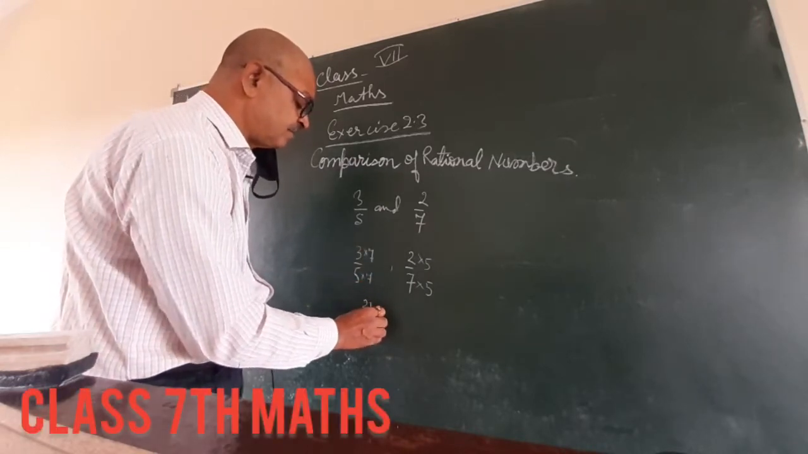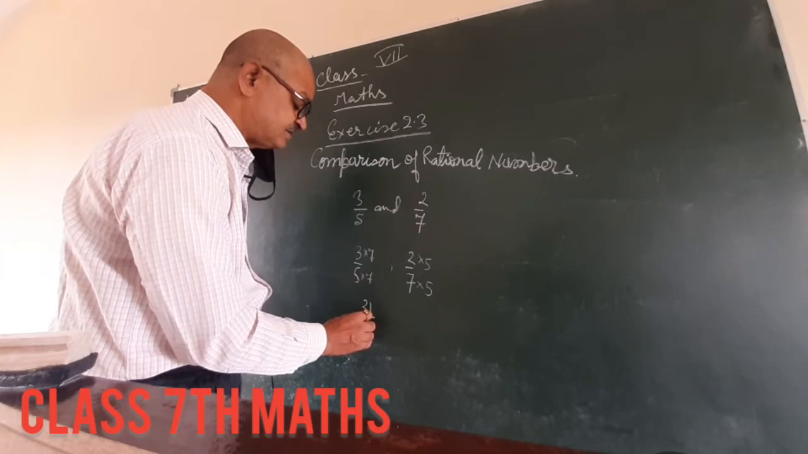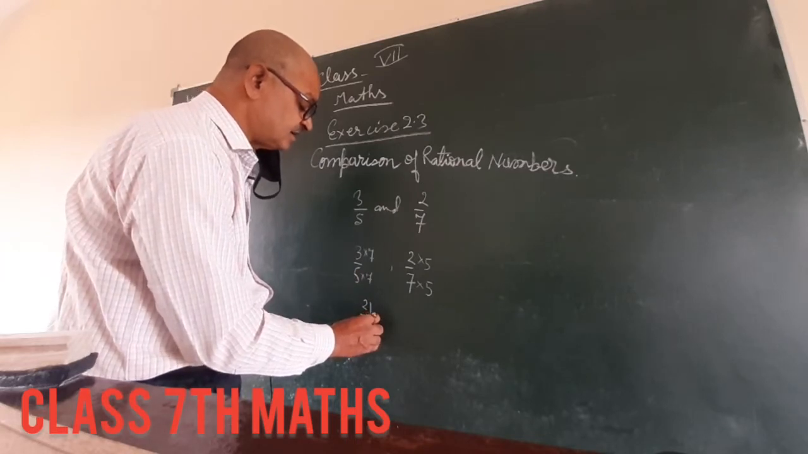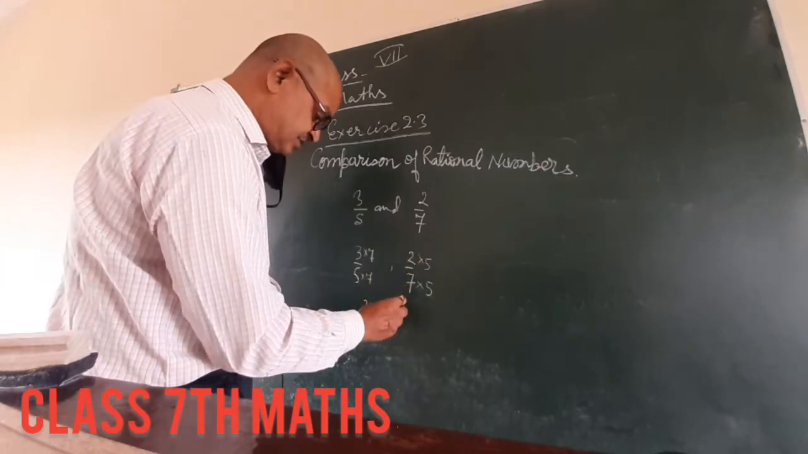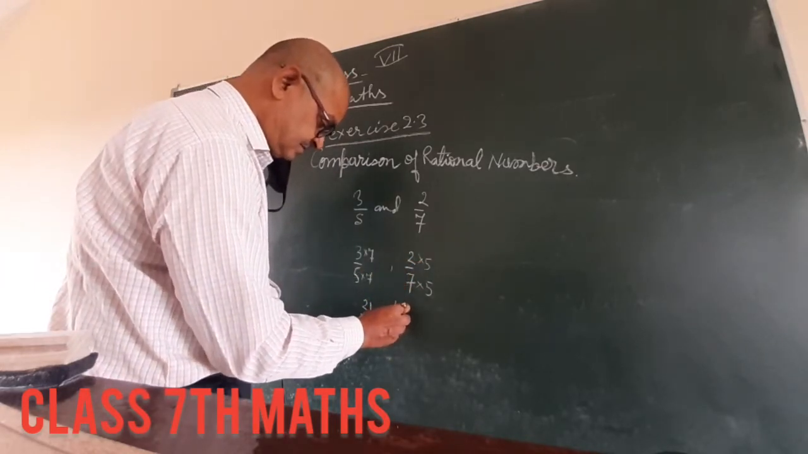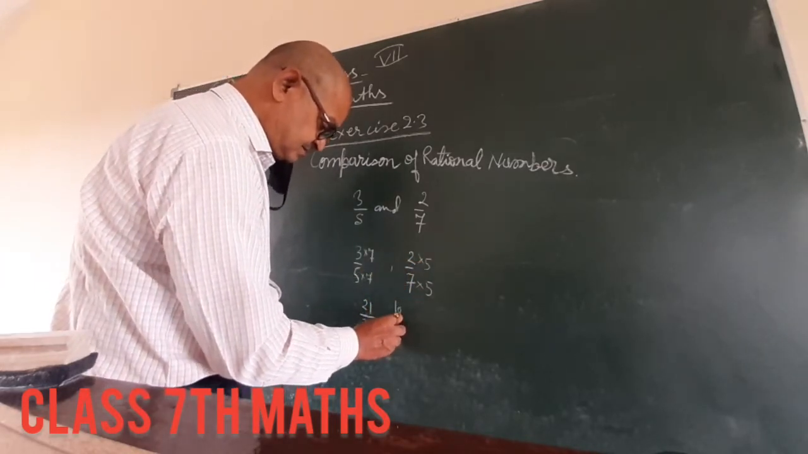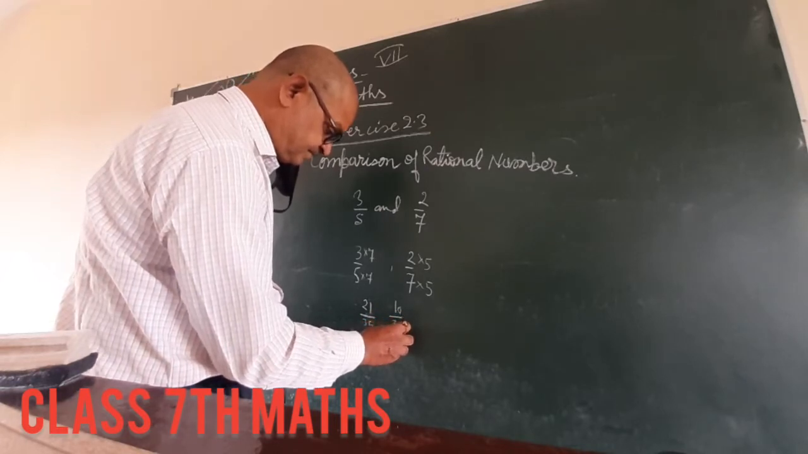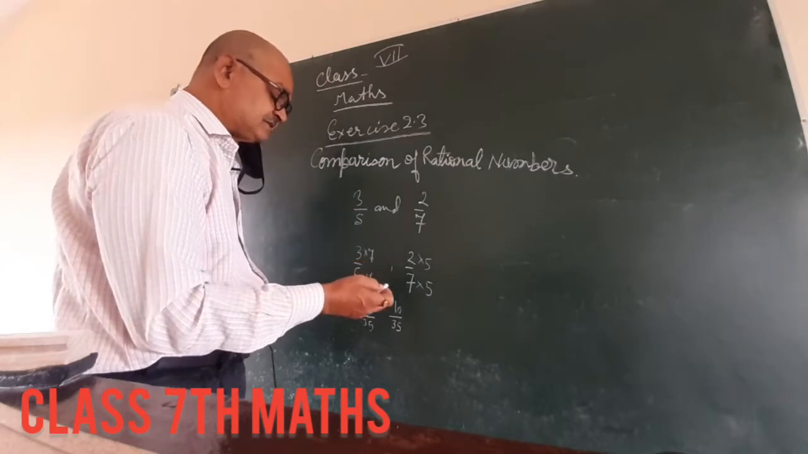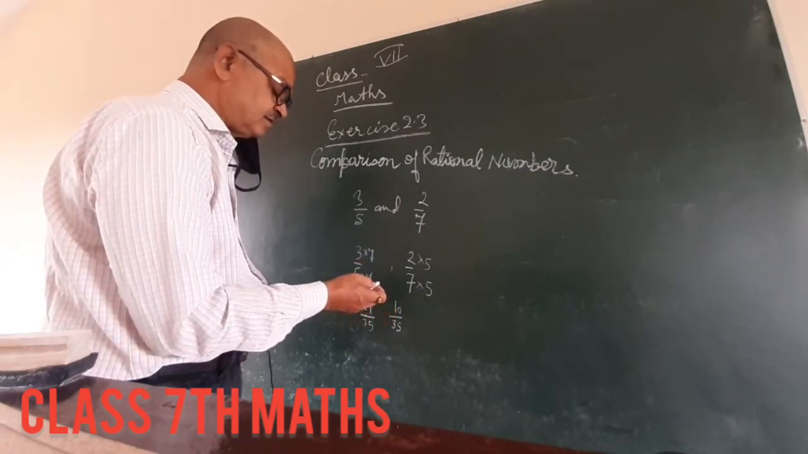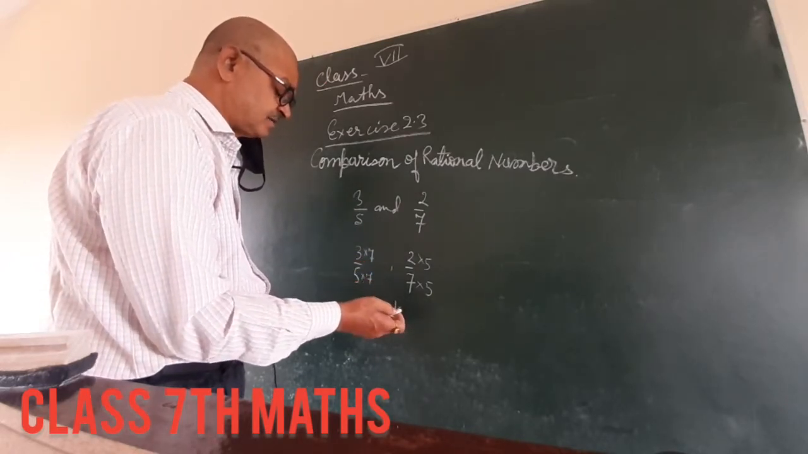Then 3 times 7 is 21 upon 5 times 7 is 35, and 2 times 5 is 10 upon 7 times 5 is 35. Now we can easily decide which is greater and which is smaller.